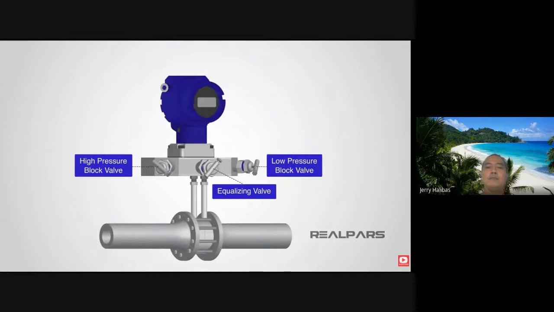Let's return the transmitter to service now that it's been calibrated. Begin with all valves closed. Open the equalizing valve. Open the high-pressure block valve slowly. Close the equalizing valve. Open the low-pressure block valve.